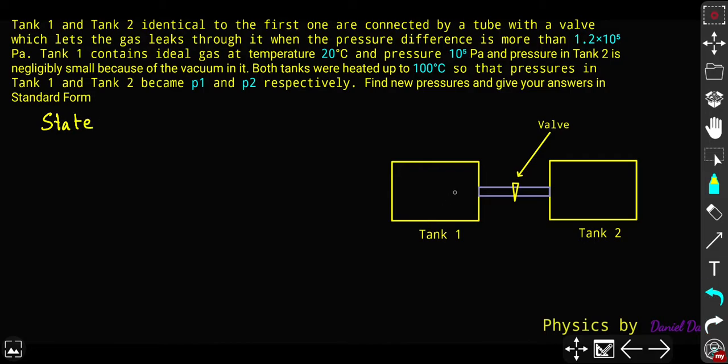Basically all the gas we have is in tank 1. By the way, both tanks are identical, so they're made of the same material with the same volumes. I marked both volumes as V, and that's very significant for us. We have the whole gas contained in tank 1. So pressure and temperature: pressure is P0, 10 to the power 5 pascals, basically 1 atmosphere, and temperature T0, which is 20 degrees.